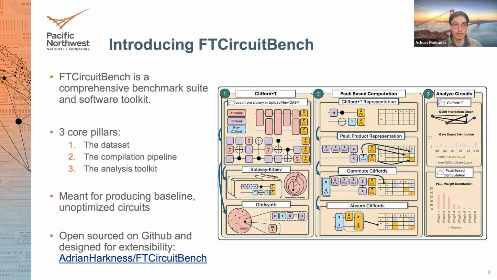Any other questions? Okay, great. So I'll be talking about each of these three core pillars in a little bit more depth for basically the rest of this talk. And please just interrupt me at any point if you have questions.